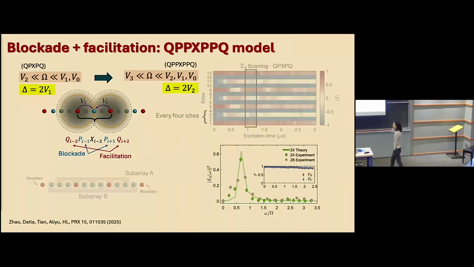Okay, this is interesting, and in fact, we can go further, right? By combining blockade and facilitation, and also going to even larger and larger extents, we can really realize a whole class of these strongly constrained models, QPPX, PPQ, that doesn't sound very fun to read, but you can realize these Z6 scars now. So in one of the 3 subarrays, you can have this Fourier peak, and then in the other 2 subarrays, it's frozen in the ground state.